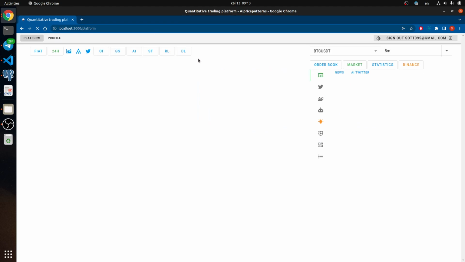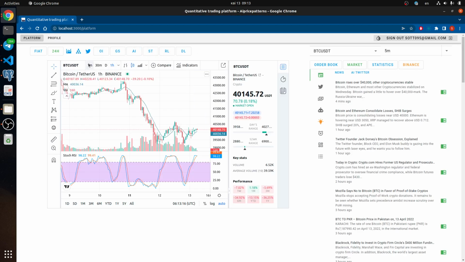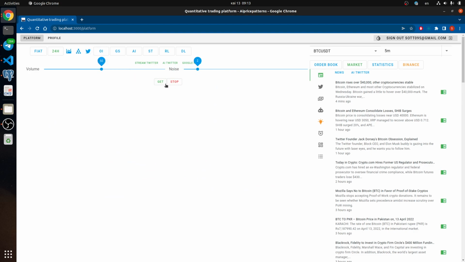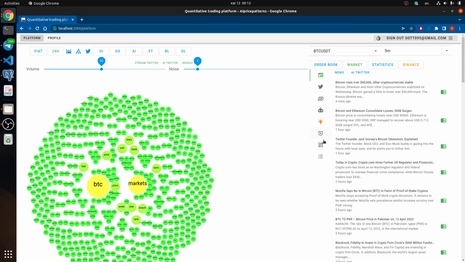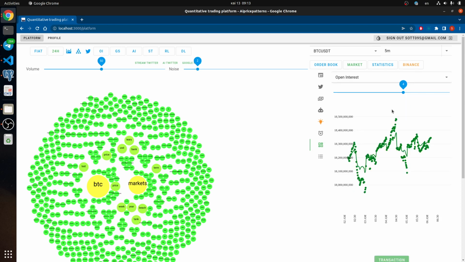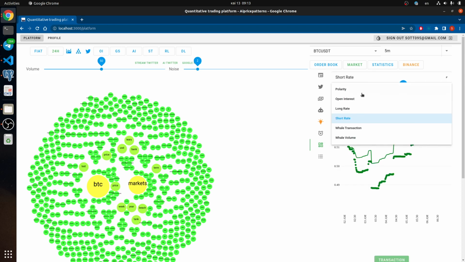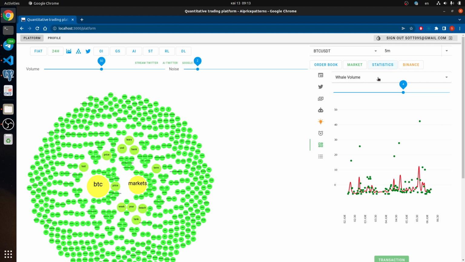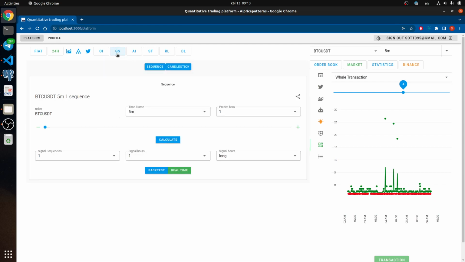Because I collect multiple kinds of data like Twitter data, I collect some useful data using this one. For example, let's see some polarity index. Also some open interest and some short rate volume. Next, I used transactions between wallets. Also, I used some dependency between graphs.